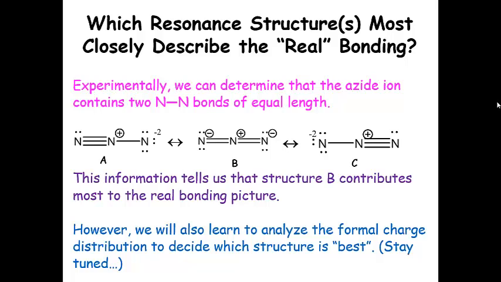From that information, we can actually figure out, even without using formal charges, that structure B contributes most to the real bonding picture. But we're also going to learn how to analyze the formal charge distribution to decide which structure is best. Again, stay tuned because this will be at the end of the presentation. We'll come back to this one.